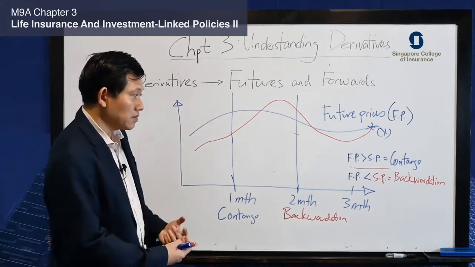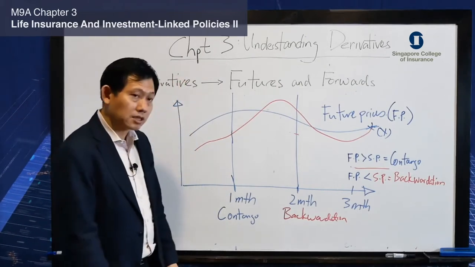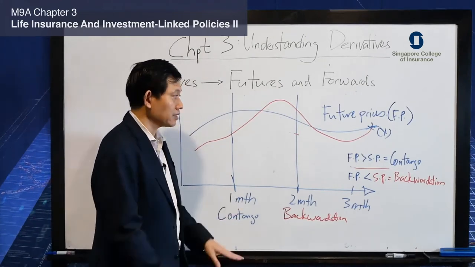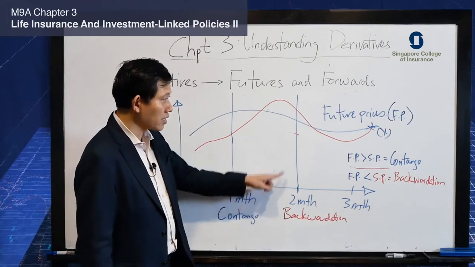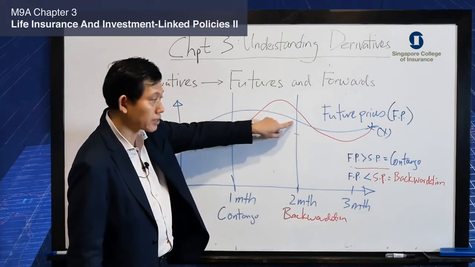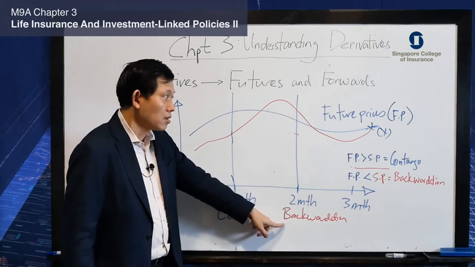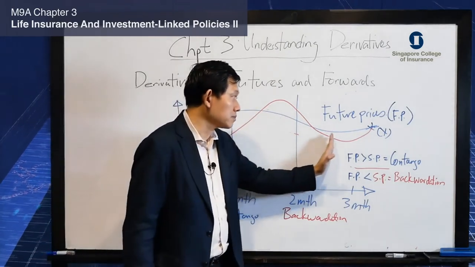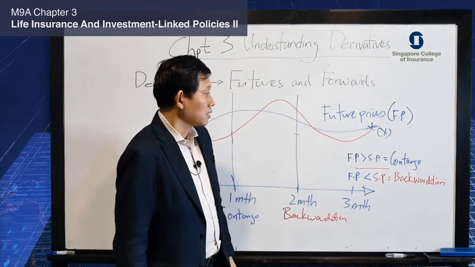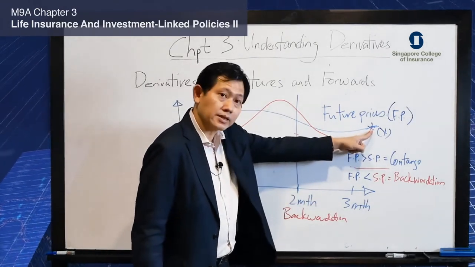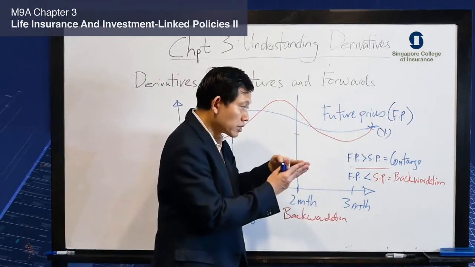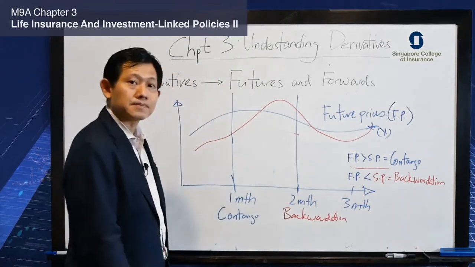Under a unique risk situation, when there's an economic crisis or a disruption in demand and supply, this can happen, in which your spot price is higher than your future price. This situation is what we call a backwardation situation. It can go on all the way until the settlement date, at which the future price ought to be the same as the spot price of the underlying asset.